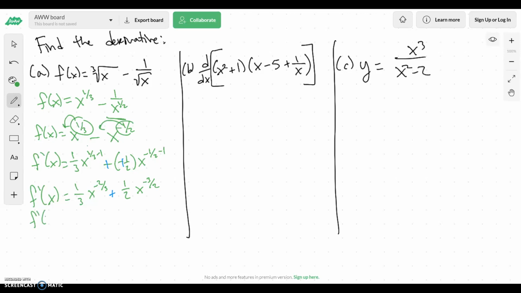So f prime of x is equal to 1 over 3, and now this is going to go on the bottom. So this thing is going to go now to x to the 2/3. This is going to also go to the bottom. This is going to be x to the 3/2.